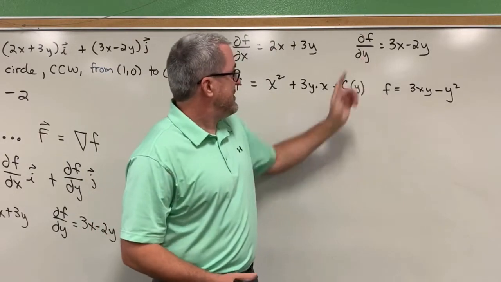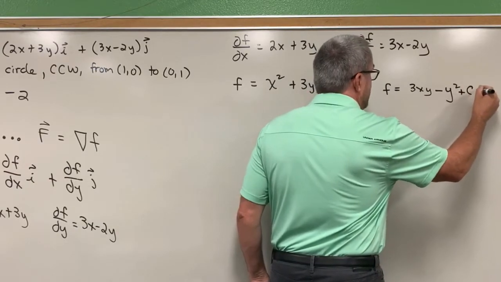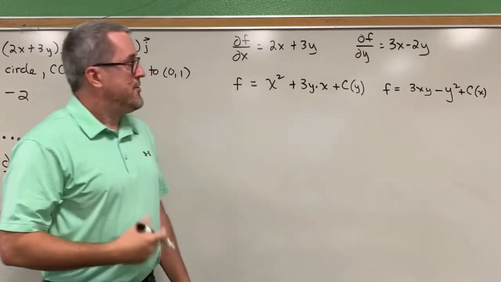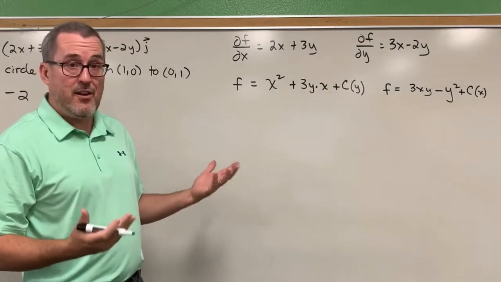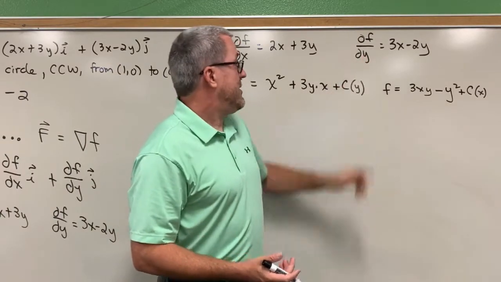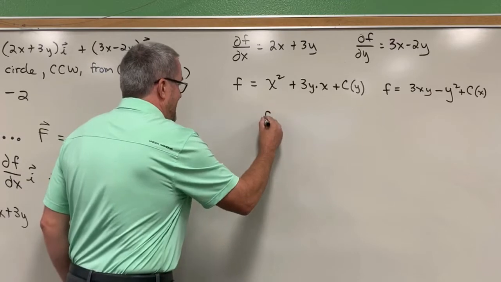If we're taking the derivative with respect to y, then this function could have had a constant function in terms of x alone. The derivative of any function involving x alone, the derivative with respect to y, would be 0. So now, let's put these two pieces together.